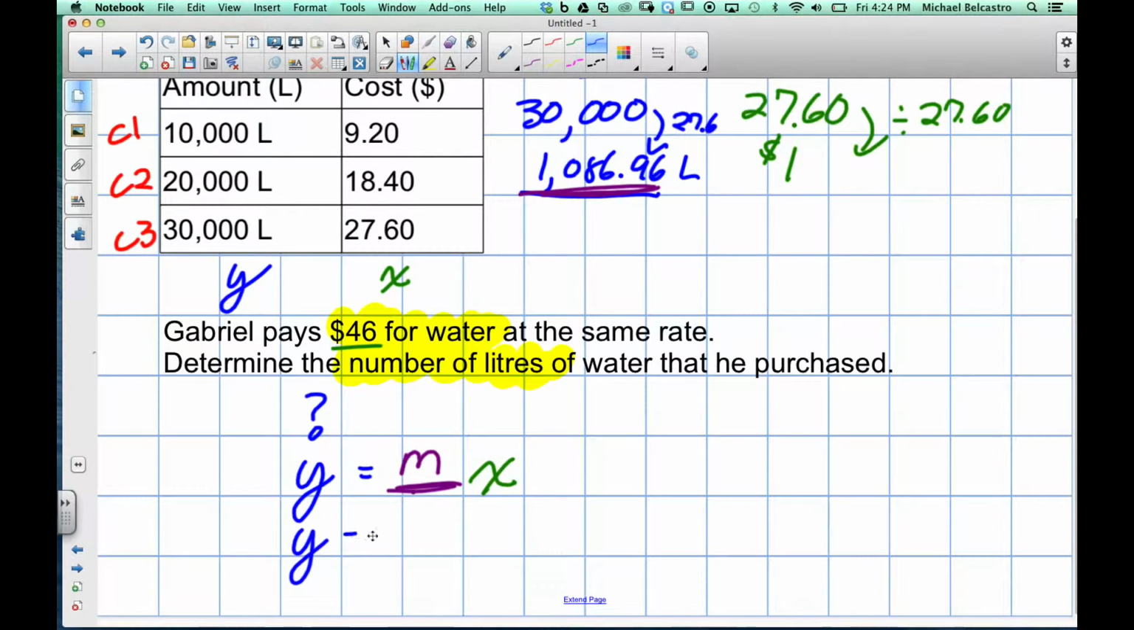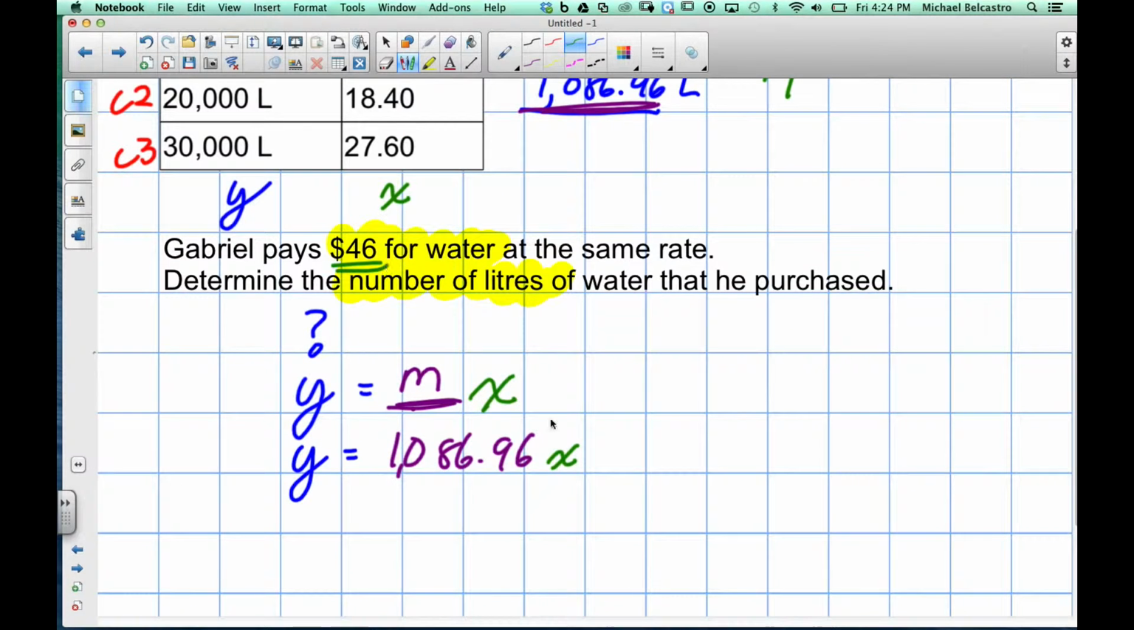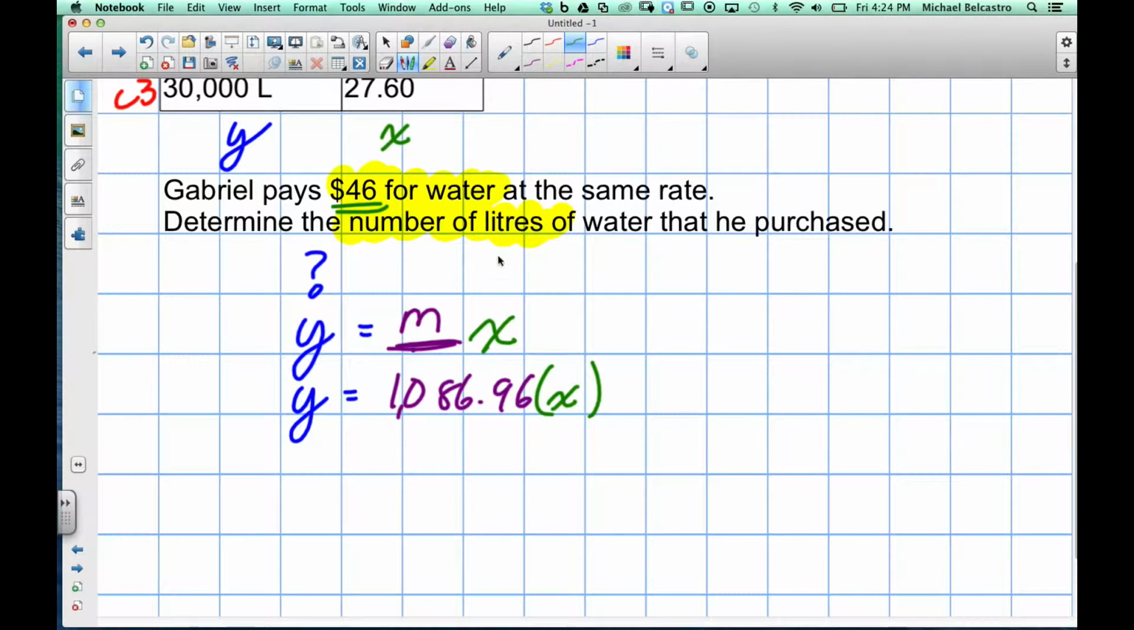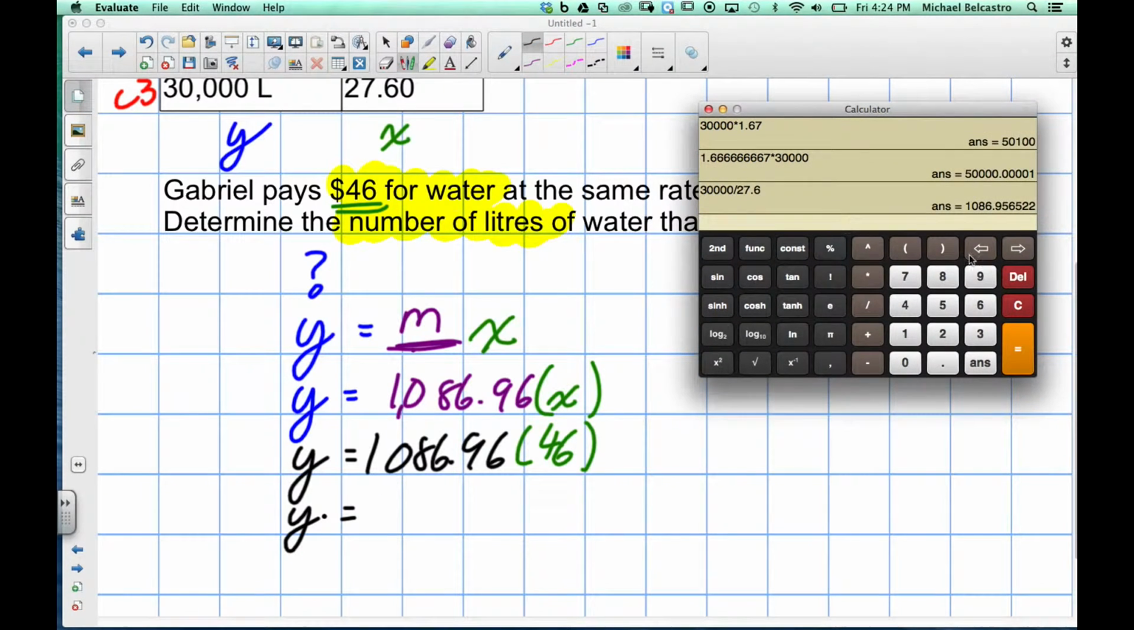y is equal to 1,086.96 times our x, which is the amount that Gabriel spent. We know that Gabriel spent $46, so we're going to replace x with that amount to figure out how many liters we get. So I'll write the rest in black here. y is equal to 1,086.96 times the $46 that Gabriel spent, and that'll give the amount of liters he purchased. Now we did a little rounding with this rate number, so we're going to see what value we get.